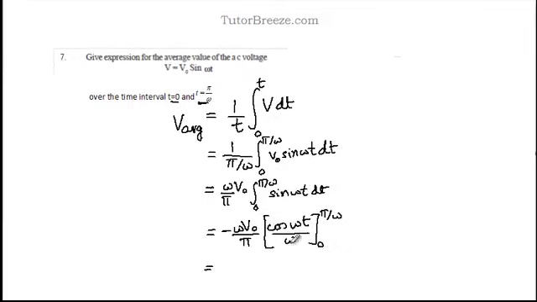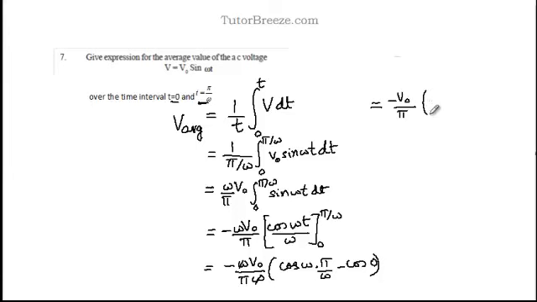Now once again omega is a constant, we'll put this out. So we have minus omega V naught by pi, and we have this omega over here, and now we'll substitute the limits. So that will be cos of omega times pi by omega minus cos 0. So this will get cancelled out, and this will be equal to minus V naught over pi, and then you have cos pi minus cos 0.